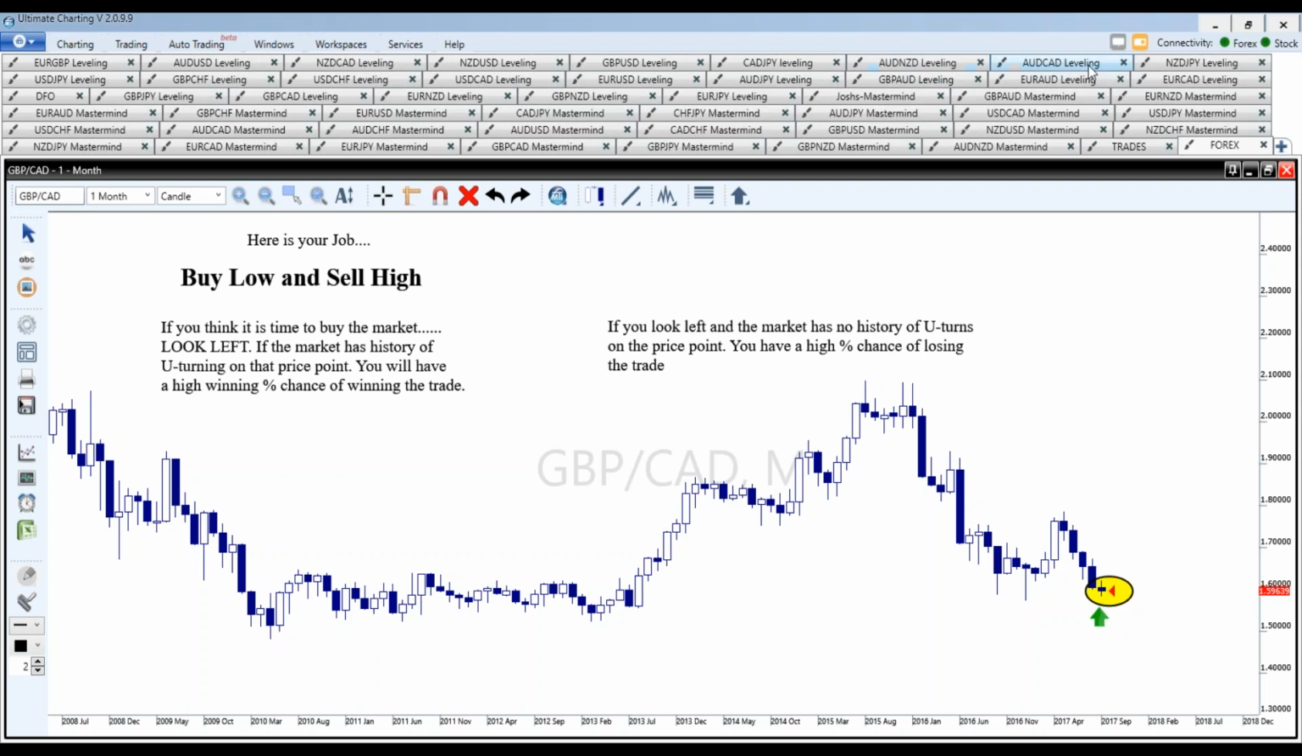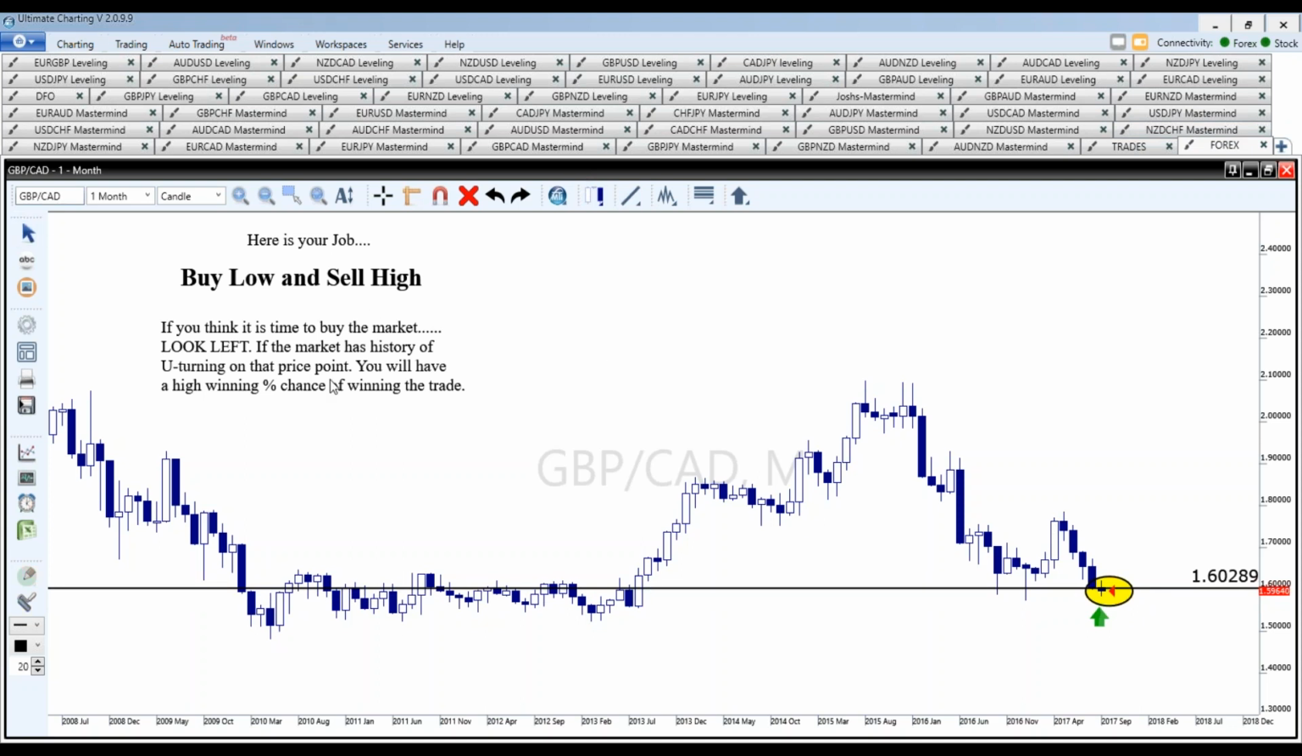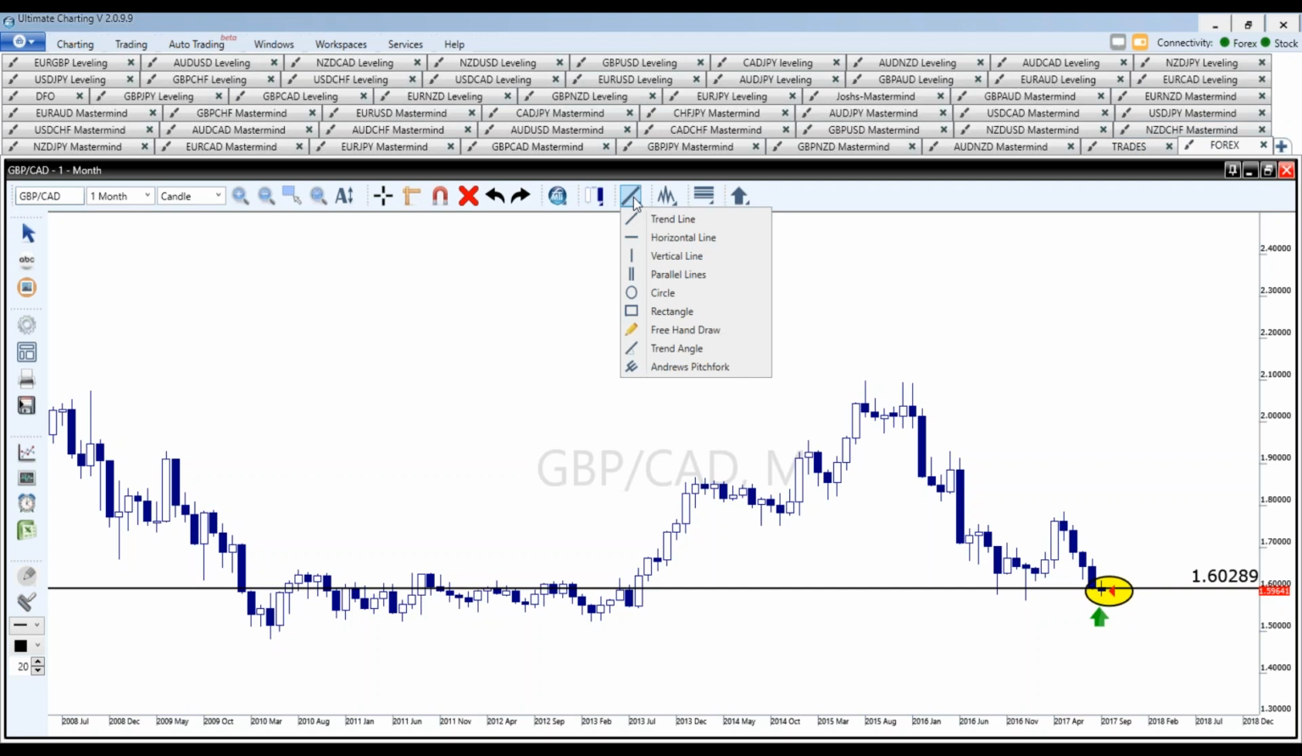So if you think it's time to buy, and you bring in a line, which basically means looking left, on the price point that we're pretty much on, what you have to answer is, does the market U-turn at, on, or around the price point the market is hitting right now? Yes or no? Does the market have history since 2009 of U-turning over and over again?